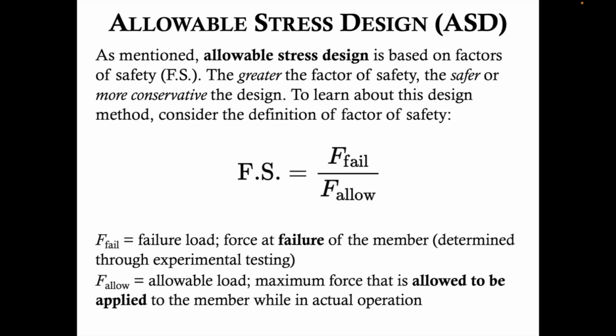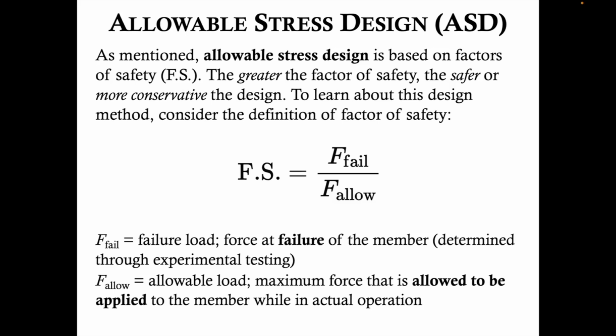As mentioned, allowable stress design is based on factors of safety that we can abbreviate as F.S. The greater the factor of safety, the safer or more conservative the design. To learn about this design method, consider the definition of factor of safety. F.S., factor of safety, is the ratio of two things, F_fail over F_allow. So F_fail is the failure load, which is the force at failure of the member. That's determined through experimental testing.